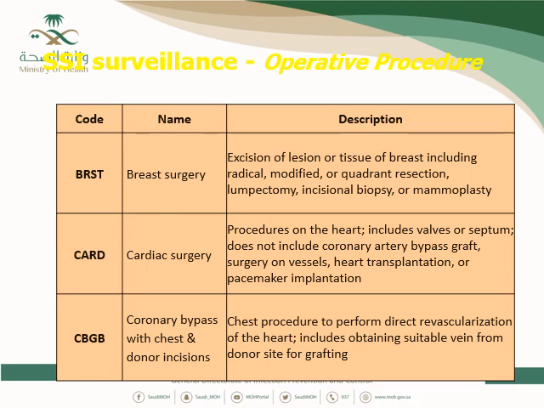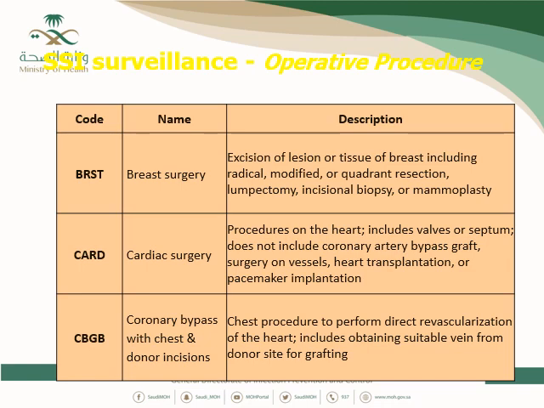SSI surveillance operative procedure. We here give you examples from the previous slides, like breast, cardiac, and CABG. Cardiac surgery, coronary bypass with chest and donor incision, or both incisions. For breast it is excision of the lesion or tissue from the breast, including radical mastectomy, modified mastectomy, quadrant resection, lumpectomy, which is removing only a lump for histopathology or for whatever reason, incisional biopsy, mammoplasty. So all different types of breast surgery are under one category. So we don't take only mammoplasty or lumpectomy. We cannot do that. We have to take a group of surgeries under this and make follow-up.